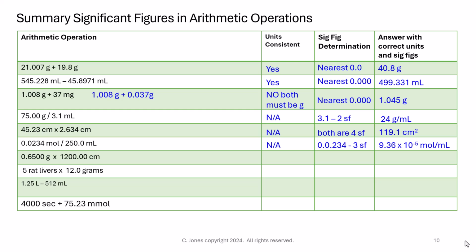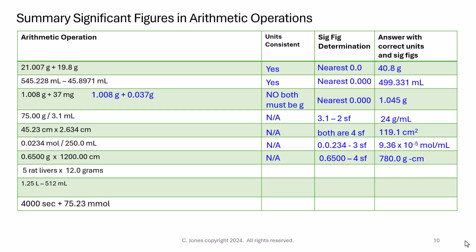0.6500 grams times 1,200.00 centimeters. So again, it's a multiplication, so it's the total number of significant figures, and the smallest number of sig figs determines the answer. This would be 4 sig figs in the answer. So our answer is going to be 780.0 gram centimeters. It's just grams times centimeters, so they don't cancel out, so they stay there.